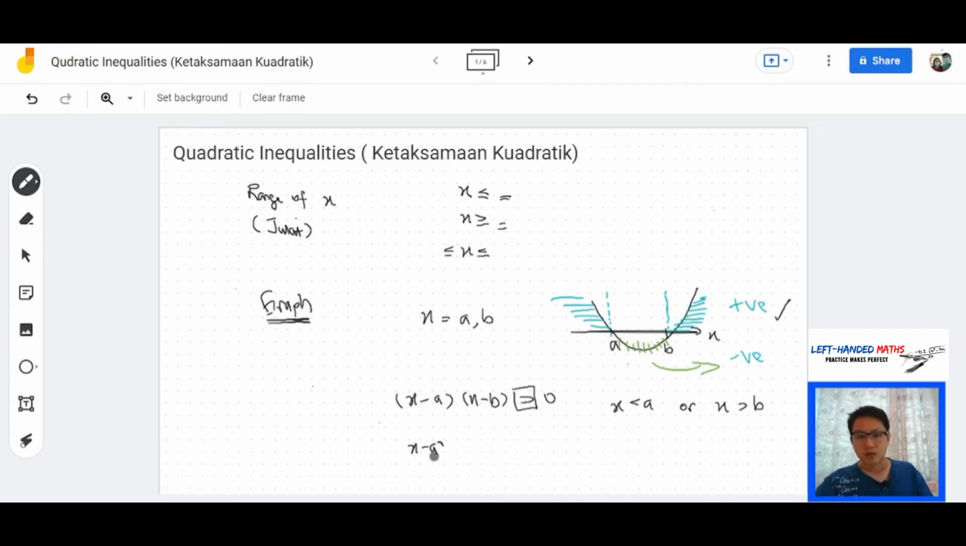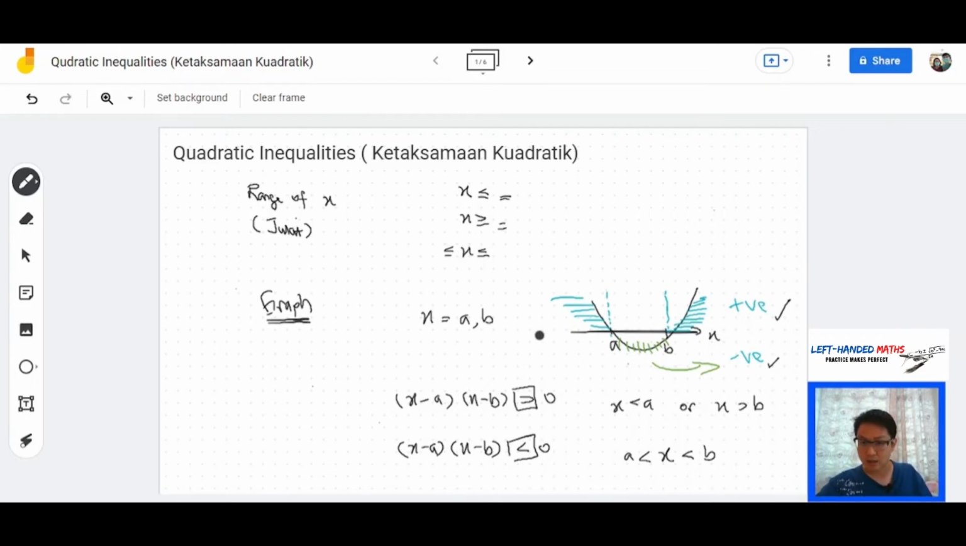If your inequality sign is less than 0, less than 0 is negative, so I look at the negative part only. Your answer that fulfills this inequality will be in between a and b. How do we write in between? We put x in the middle, more than one value and less than the other value. So we just put a here and b here.